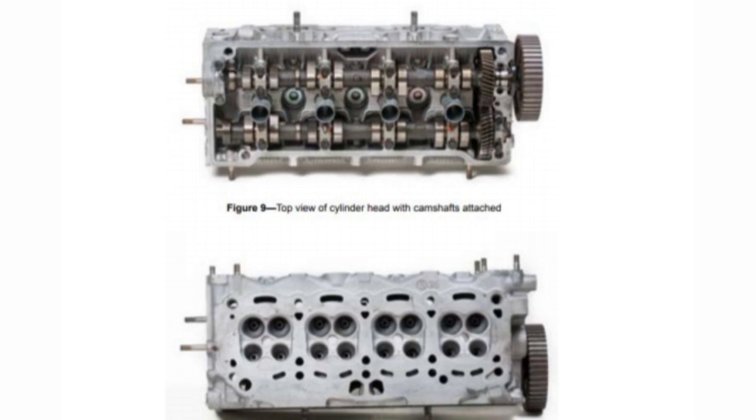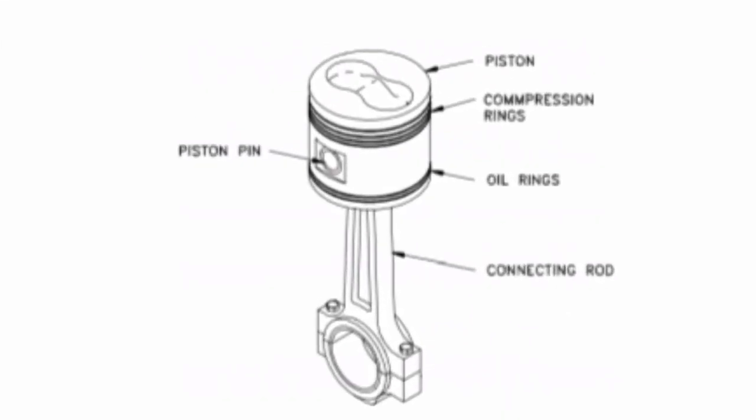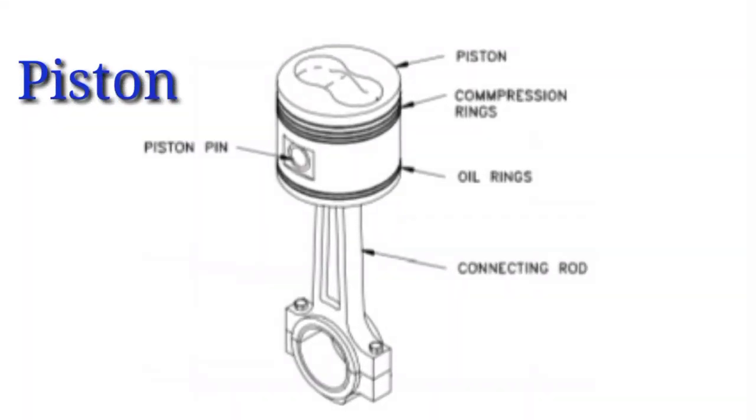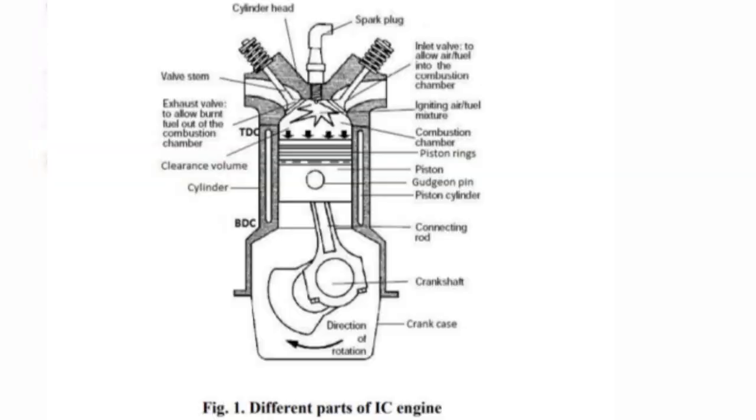Piston. It transmits the force exerted by the burning of charge to the connecting rod. It is usually made of aluminum alloy, which has good heat conducting property and greater strength at higher temperature. Different parts of IC engine.